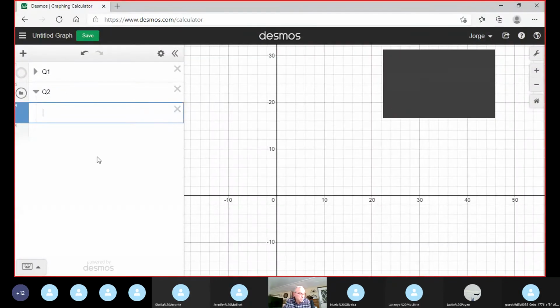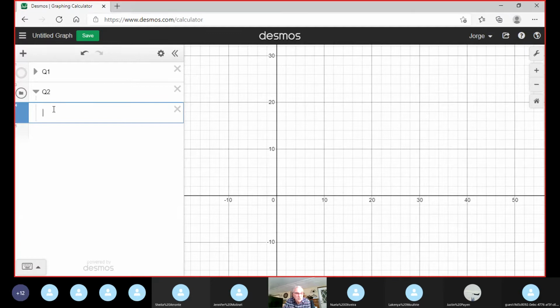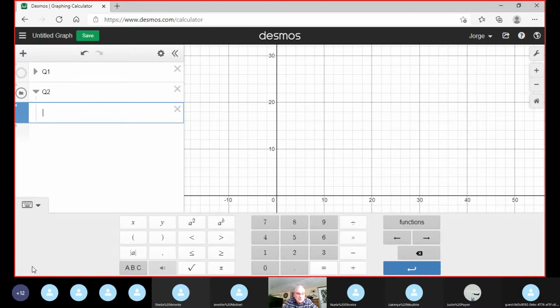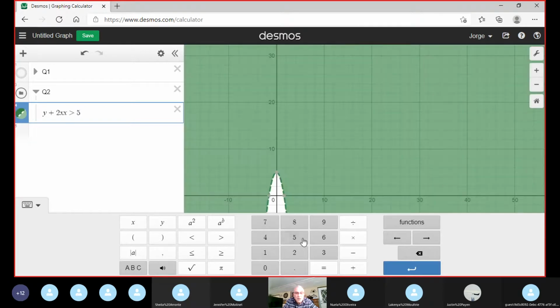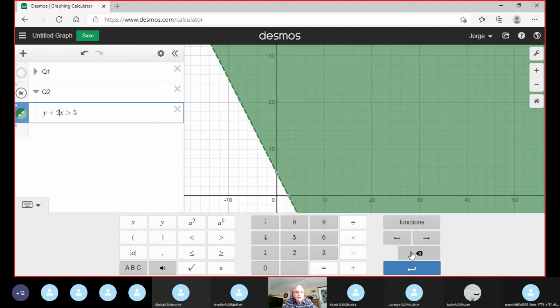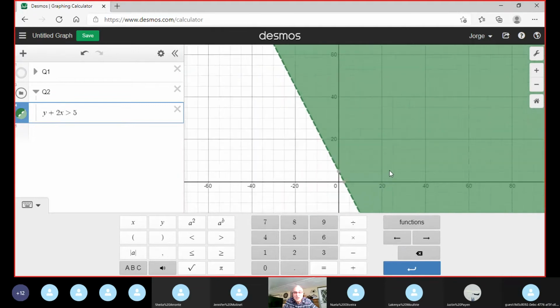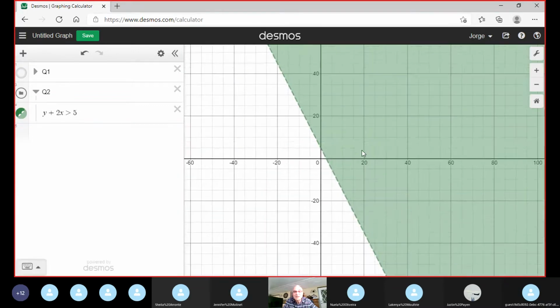But for question two, I copy exactly the same, not necessarily isolating the y. No, I copy the original. Look at that, open the keyboard, a specific keyboard for Desmos, fantastic. Y plus 2x greater than 5. Whoa, I copied wrong. I copied 2x. Don't worry. There you go. It's above the line and this is a dotted line.